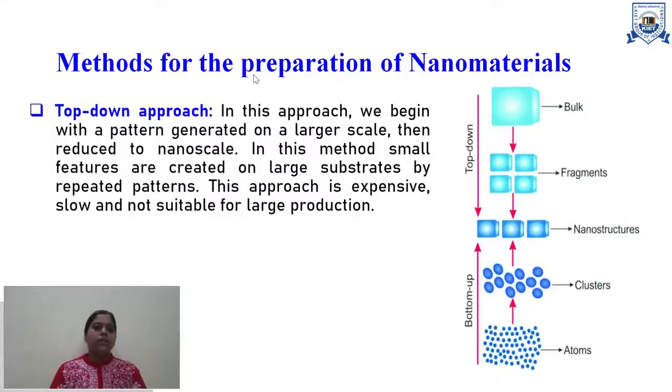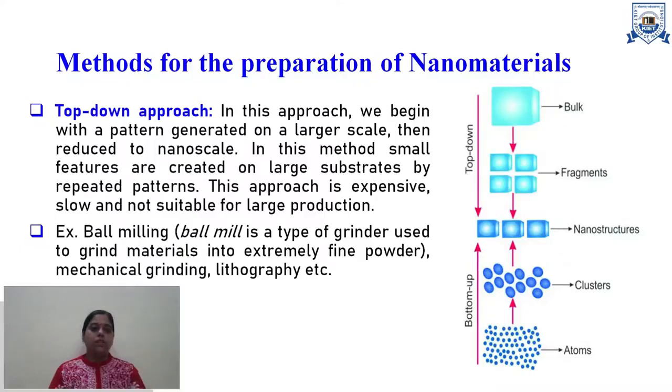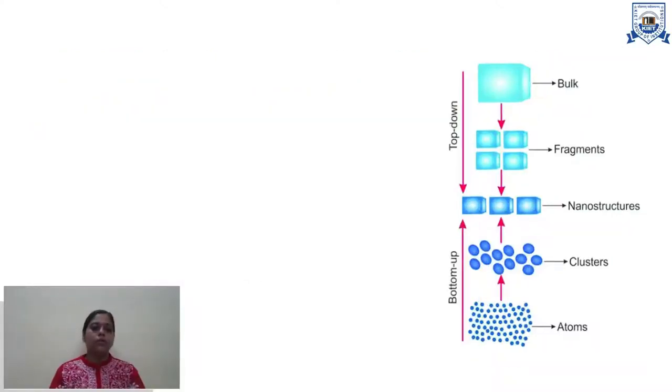Top down approach. In this approach we begin with a pattern generated on a larger scale, then reduced to nanoscale. In this method, small features are created on a large substrate by repeated pattern. This approach is expensive, slow and not suitable for large production. For example, ball milling. Ball milling is a type of grinder used to grind metal into extremely fine powder. Mechanical grinding, lithography, etc. are the examples of the top-down approach.